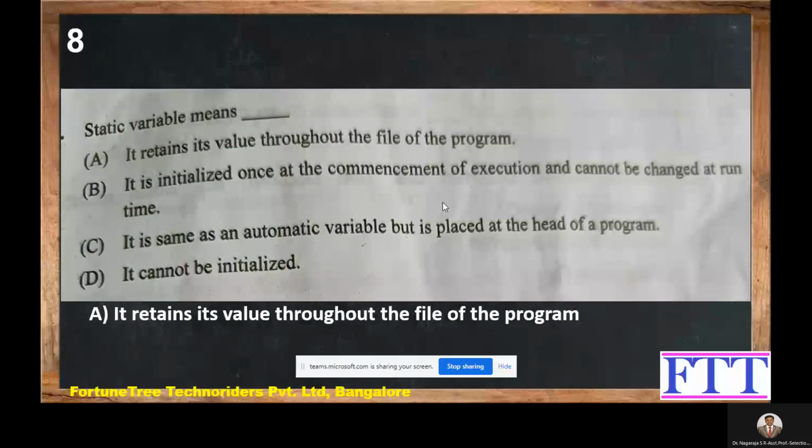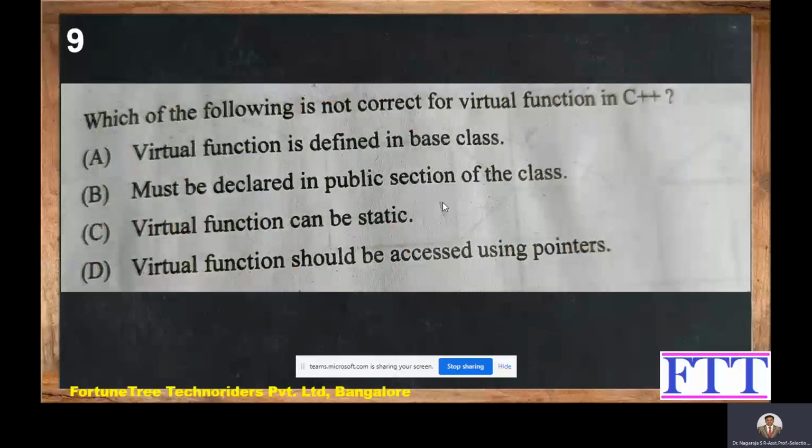So next one, ninth question. Which of the following is not correct for virtual function in C++? Option A, virtual function is defined in base class. Option B, must be declared in public section of the class. Option C, a virtual function can be static. Option D, a virtual function should be accessed using pointer. So right option is option C, virtual function can be static. It's not correct for virtual function in C++.